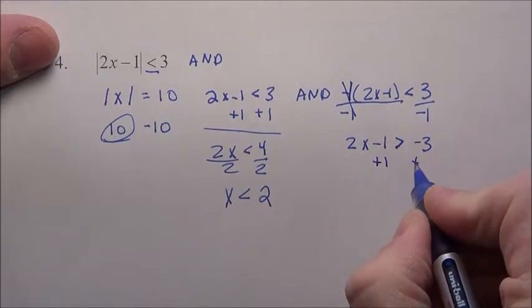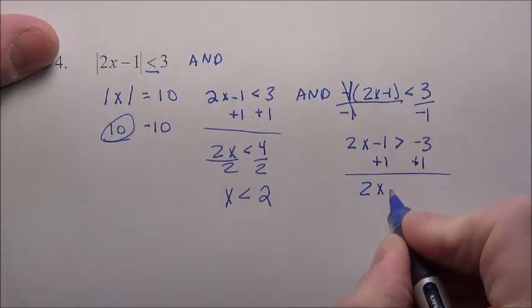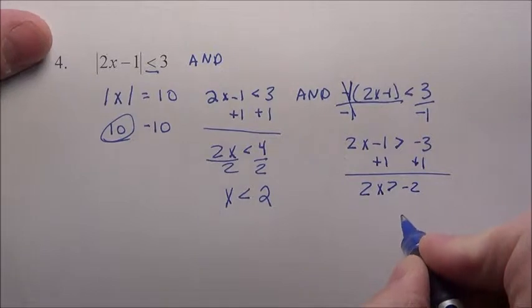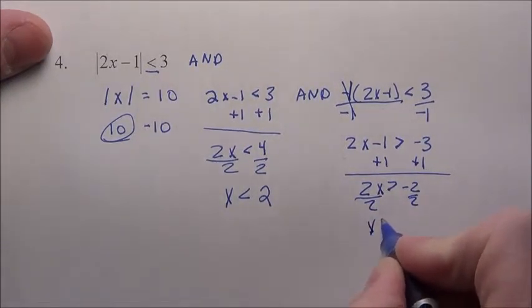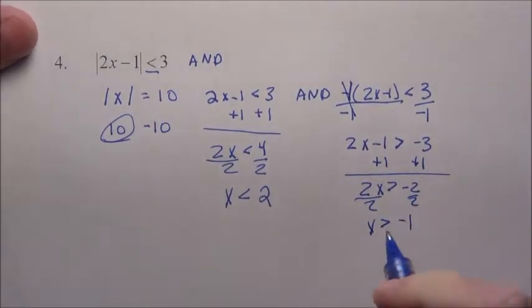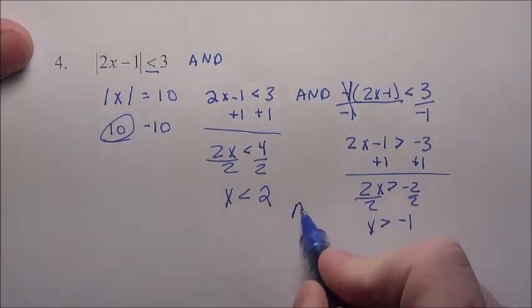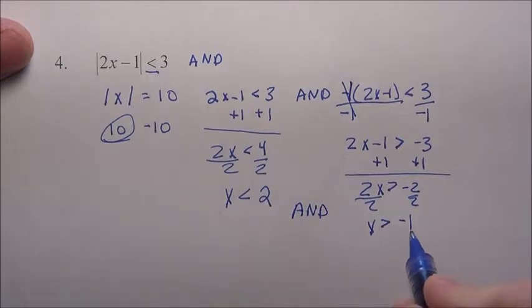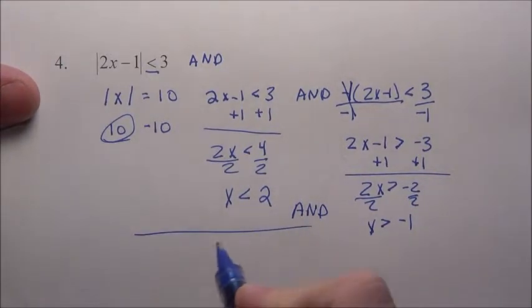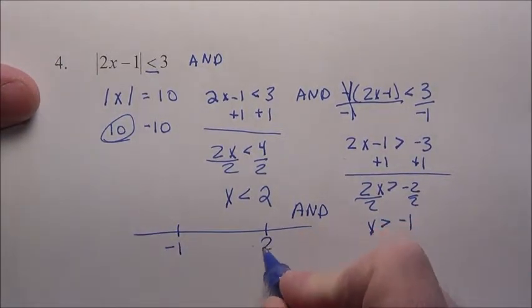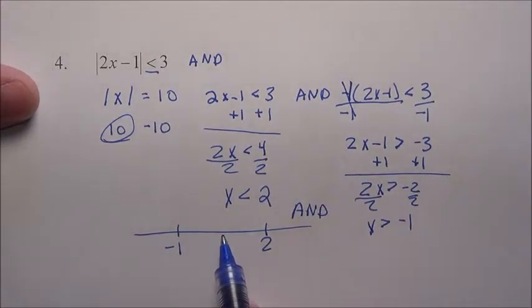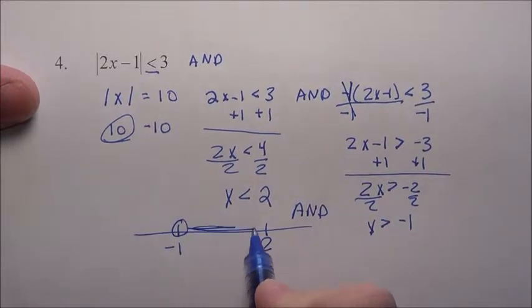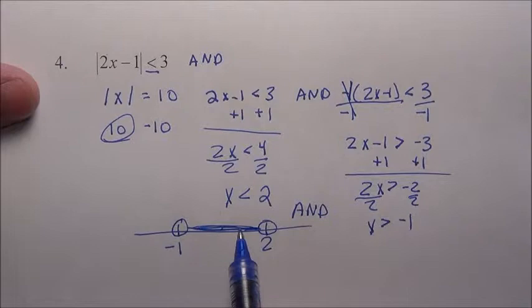I add my 1, I add my 1. 2x has to stay bigger than negative 2. Divide by 2, divide by 2. You get x has to stay bigger than negative 1. So we need it smaller than 2, and it must stay bigger than negative 1. If you think of that on a number line, here's negative 1, here's 2. It needs to be bigger than that negative 1, yet smaller than that 2. So it's everything in between here that we have. We have them smaller than 2, bigger than negative 1.